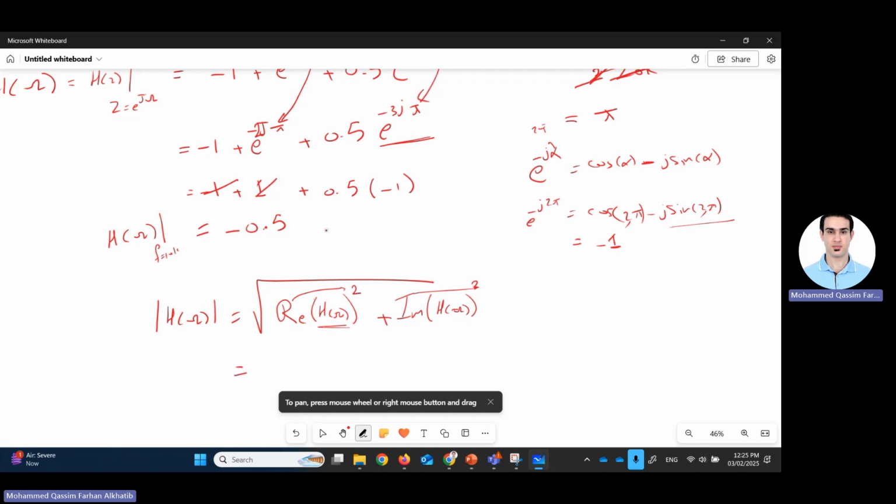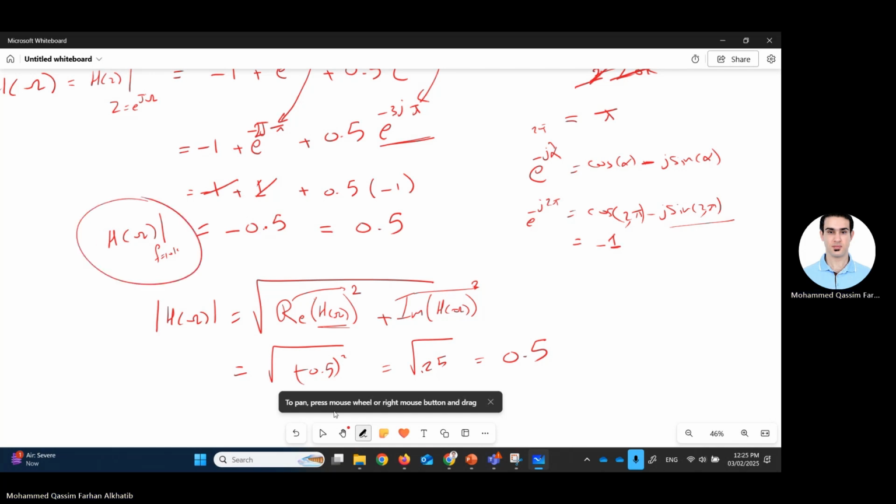All right, so I don't have an imaginary part, so it's going to be the square root of negative 0.5 squared, square root of 0.25, or basically it will work as an absolute value here. So the answer is 0.5. An important thing, amplitude is always positive. Amplitude is just a number. It's a square root of a summation of 2 squares, so it is a positive number.